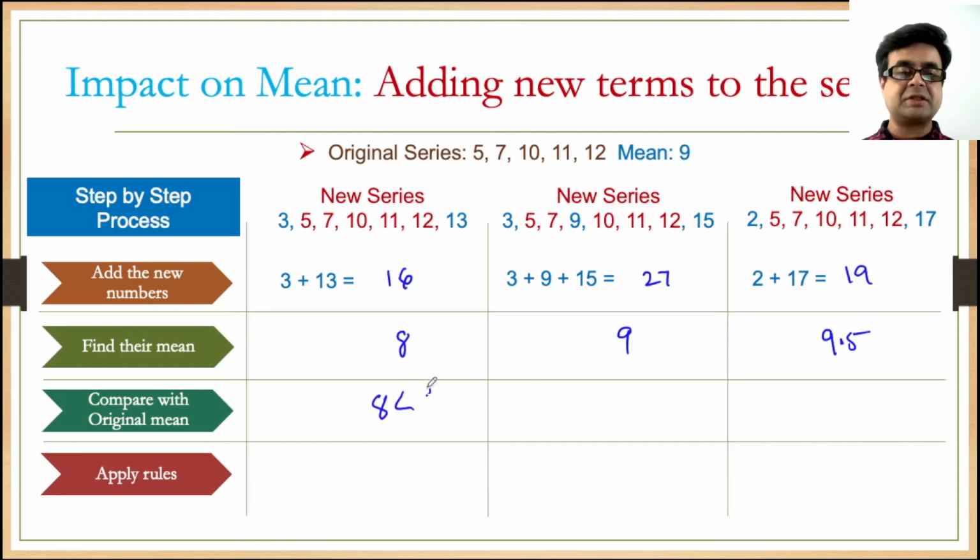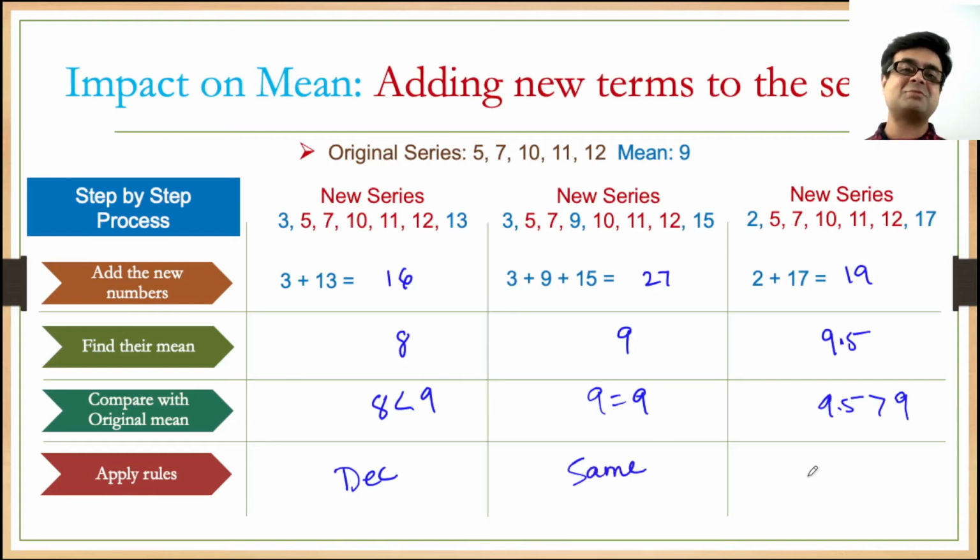So 8 is less than 9, and finally we apply the rule: if the average of the new numbers added to the series is less than the mean, then the mean will decrease. If the average of the new numbers is equal to the mean, then the mean remains the same. And if the average of the new numbers is more than the mean, then the mean increases. This is the step-by-step way to solve problems like these. And let me take you through a solved example where we are going to apply all of these concepts to get to the answer.